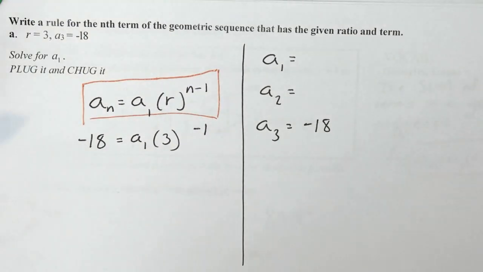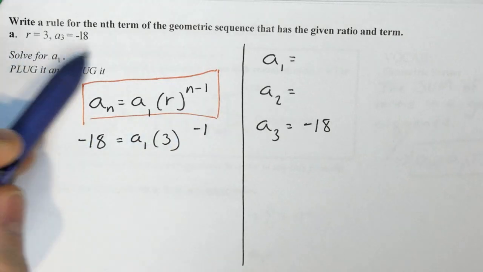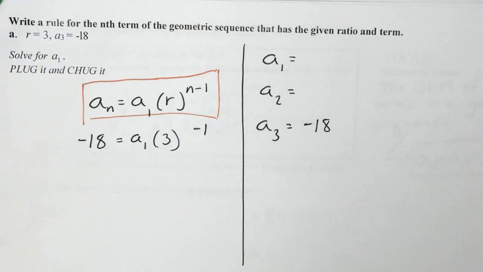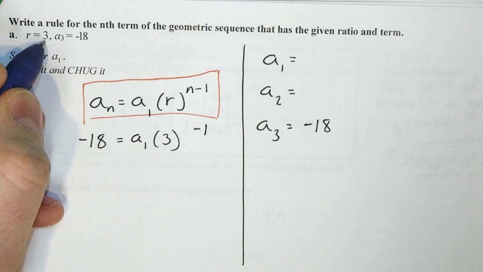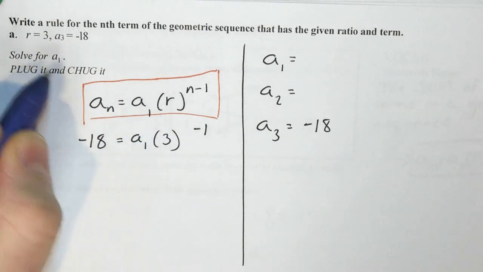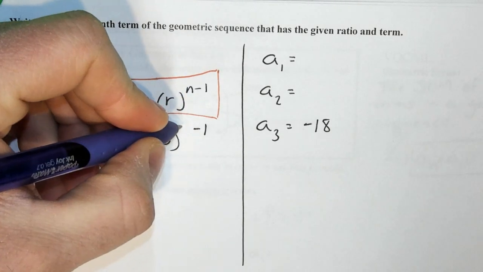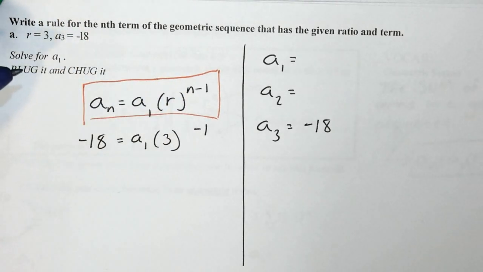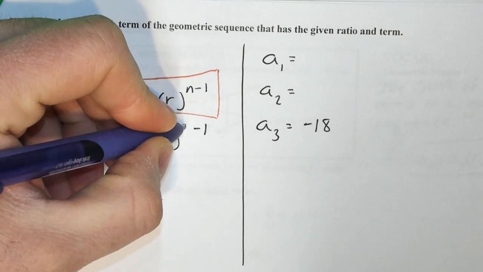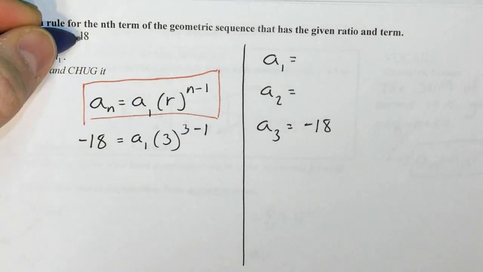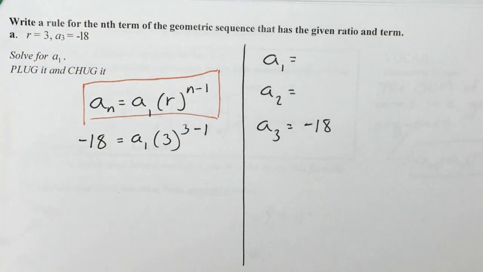And it has a lot of great things in it. So what you can do here is use the formula and plug in all of the information that you've been given. So your ratio value of 3 goes in for the r. Your a3 goes in for the n. And your negative 18 goes in for an. So we have all of our information in the right spots.